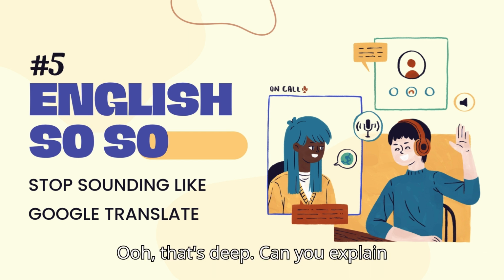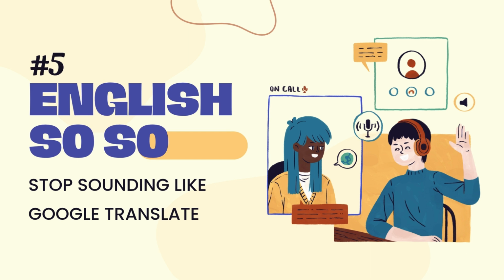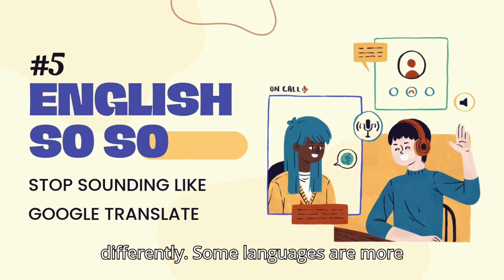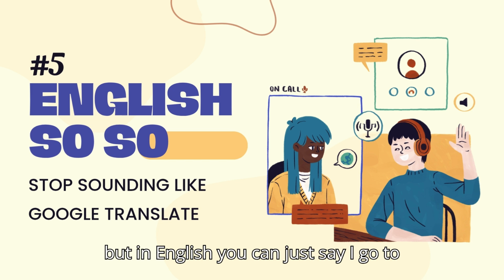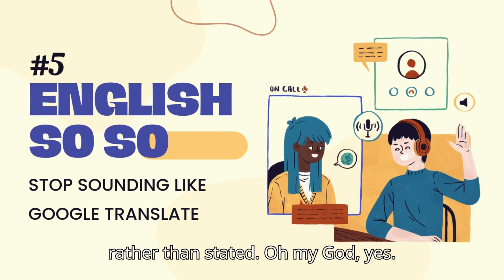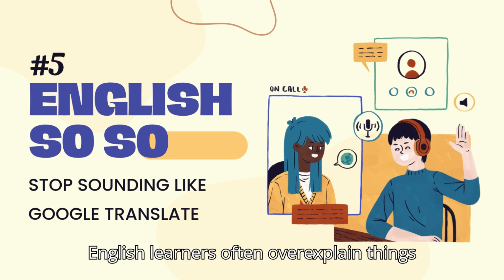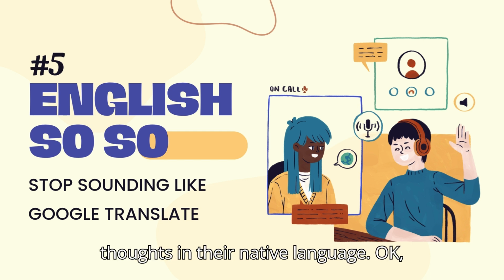Ooh, that's deep. Can you explain what you mean by thinking patterns? Sure. So, different languages structure thoughts differently. Some languages are more detailed and explicit about everything, but in English, you can just say, "I go to school." Many details are implied rather than stated. Oh my God, yes. English learners often over-explain things because that's how they structure thoughts in their native language.